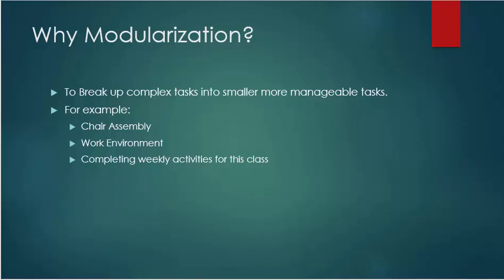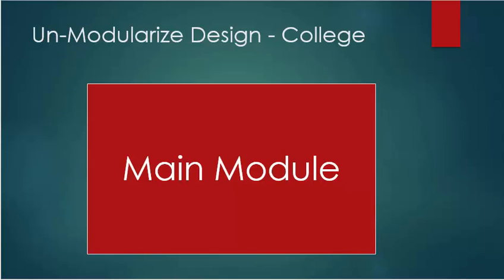So far, all the code that we have written has been unmodularized. What that means is we have been working with only one module, especially in a console-based application, called the main module. So this is pretty much how we have been writing our code. We have been putting everything in the main. So main is one big entity which is controlling everything. This is an unmodularized design.